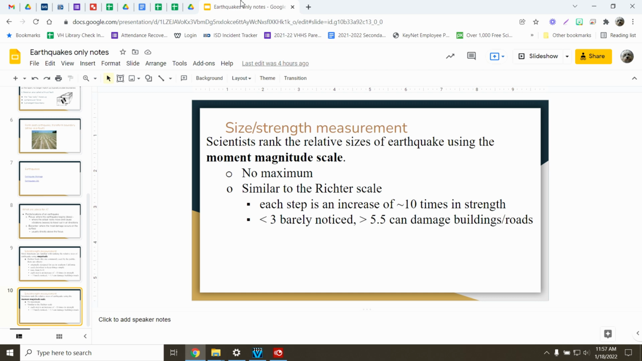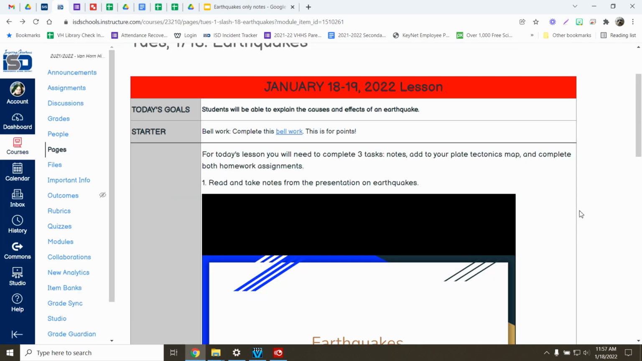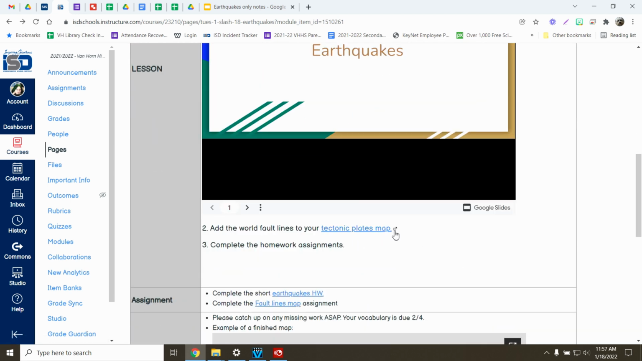All right, that is it for the notes for today. Once you are done with that, you're going to go back to your lesson page here. You should have already done the bell work. We just did the notes. So now you're going to do your tectonic plates map. You're going to add to that, and then you're going to do the earthquakes homework and turn in your fault lines map, which is your tectonic plate map with the fault lines added.